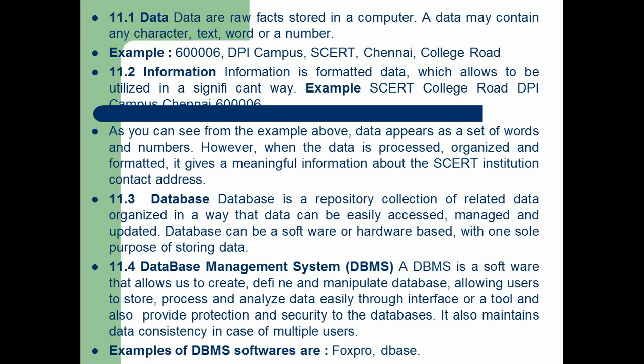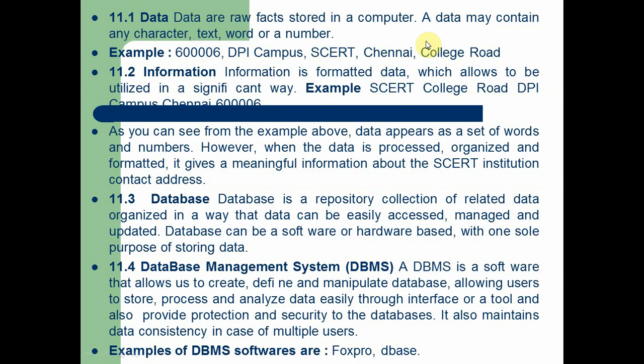Some examples of data are 600006, DPI Campus, SCERT, Chennai, College Road. Here you can see five items of data are listed. Number one, 600006, is a number. DPI Campus is a character. SCERT is a word or an expansion. Chennai is also text. College Road is also text. When you see this data separately, you cannot understand what it is.